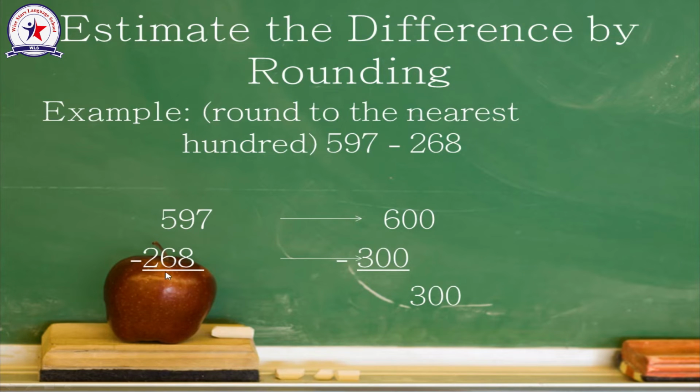Minus 268. At the first, put 2 zeros. Look at the tens. We have 6 more than 5. Then add 1 more. It will be 3. 300. 600 minus 300 will be 300.